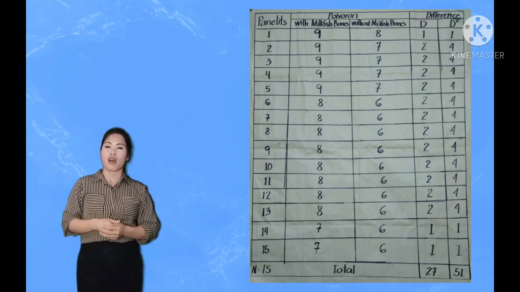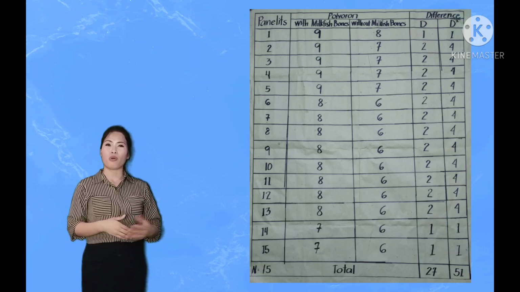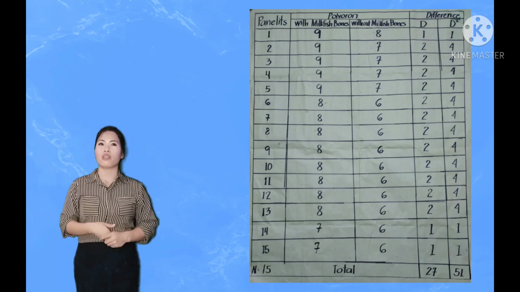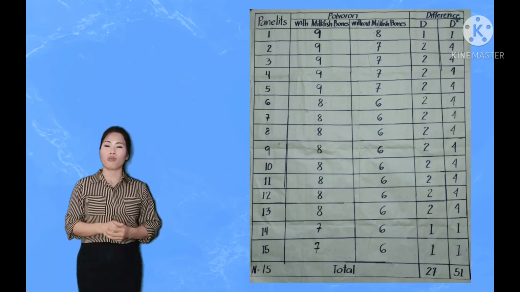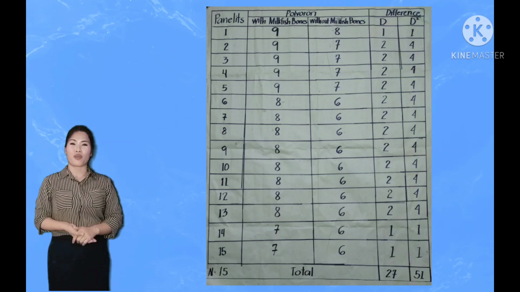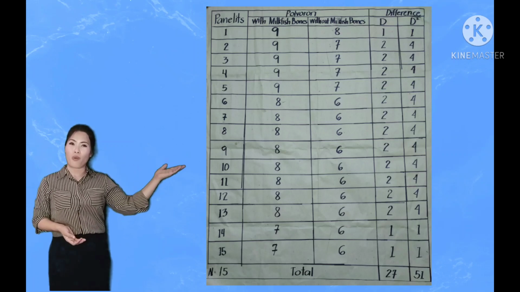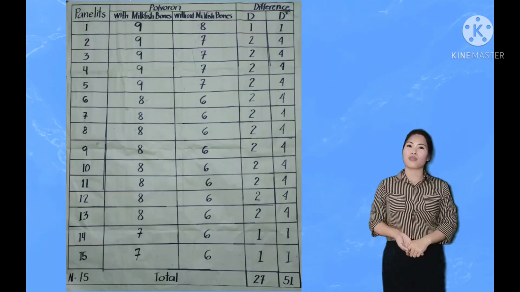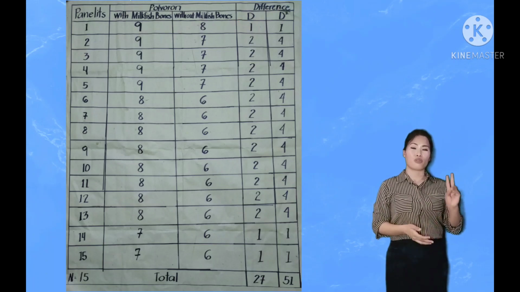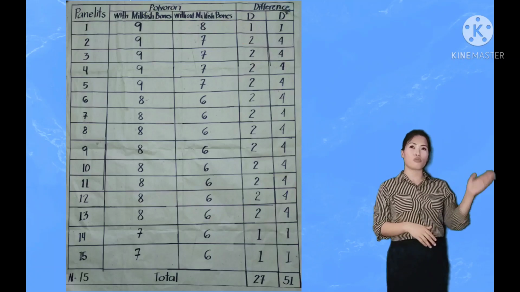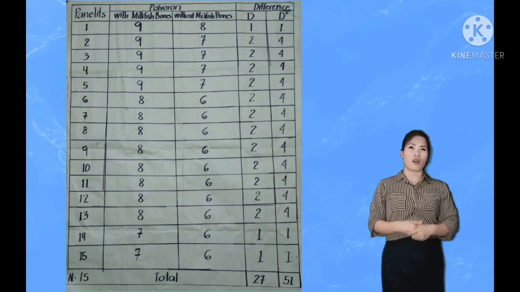So what are we going to do? We need to subtract variable 2 from variable 1. Now let us subtract: 9 minus 8 equals 1. 9 minus 7 equals 2. 9 minus 7 equals 2. 9 minus 7 equals 2. 9 minus 7 equals 2. 8 minus 6 equals 2. 8 minus 6 equals 2.